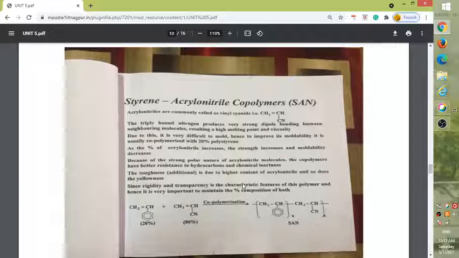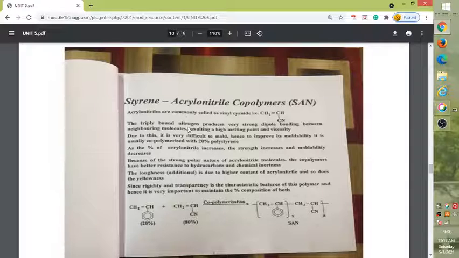Styrene acrylonitrile copolymer, SAN. Acrylonitrile is commonly called vinyl cyanide, CH2=CHCN. The triple bond nitrogen produces very strong dipole bonding between neighboring molecules, resulting in a high melting point and viscosity.